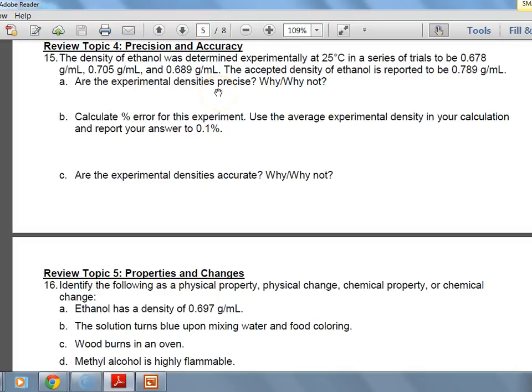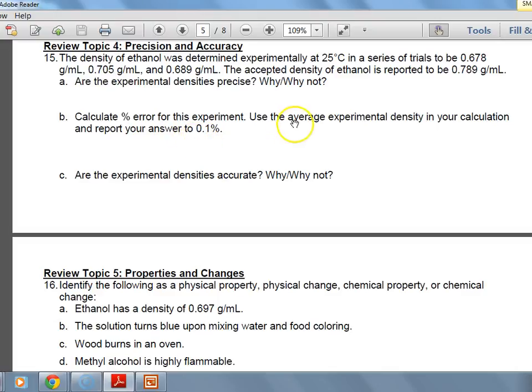I will comment on A. It says, are the experimental densities precise? Why or why not? Are they close together, or are they pretty spread out? And you do have to kind of look at the numbers in the context of one another. I would look at what the range is broadly and see how the range compares to the difference between them. It looks like here we have 0.705 and 0.678. So we're dealing with a difference of probably around 0.027, which is a fair amount given the values that we have. I would expect for things to be more precise. They'd be all really close to one another.